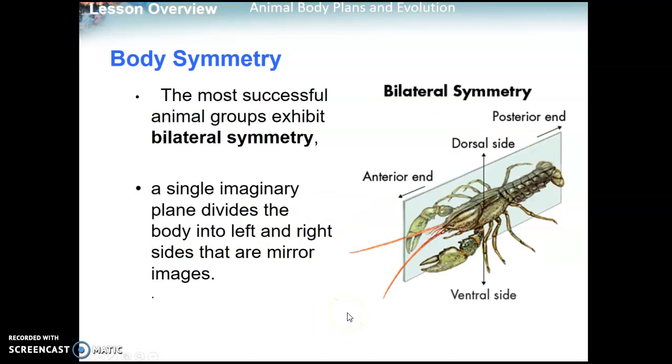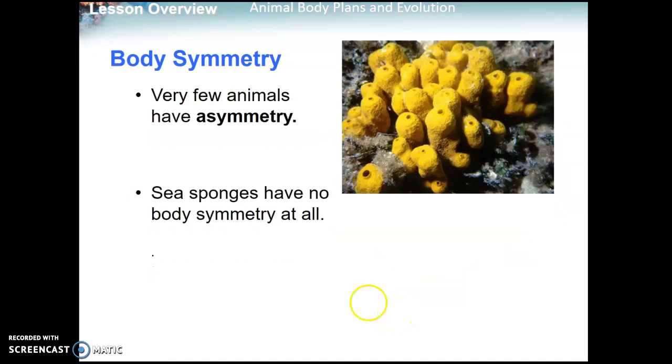The most successful animal groups have what's called bilateral symmetry. You have bilateral symmetry, and so does this lobster. A single plane divides the bilateral symmetry into left and right sides that are mirror images. So this lobster has one line or one plane that makes a left side and a right side that are almost exactly the same.